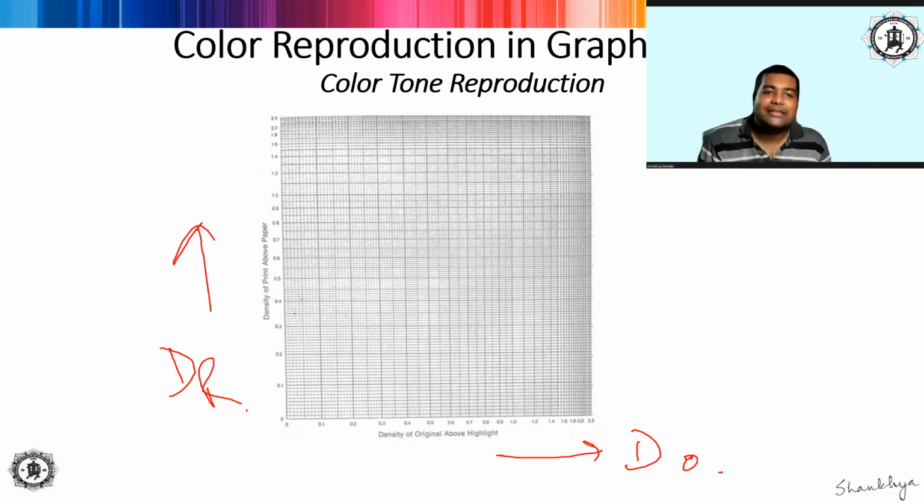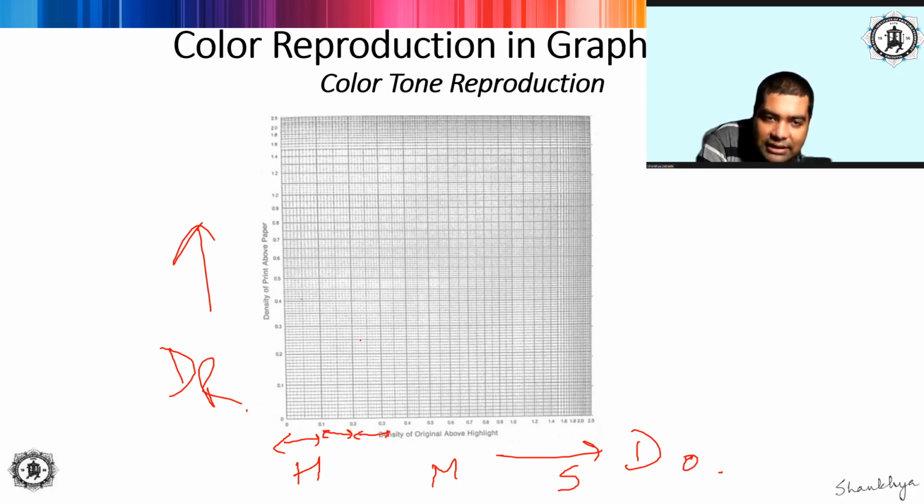What do you notice? The intervals in this area, what is this area where the density is low? Which area is this in the image? That is the highlight area. This is the mid-tone area. This is the shadow area. Now you see the interval between two consecutive graduations in the highlight area, this one, you compare this interval and you compare this interval. These small intervals between two graduations in the shadow area and in the highlight.